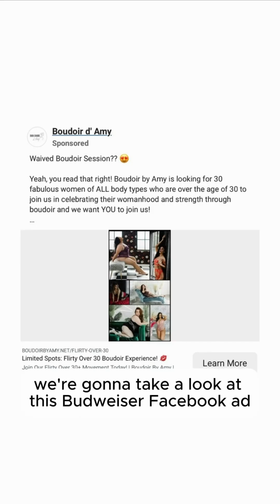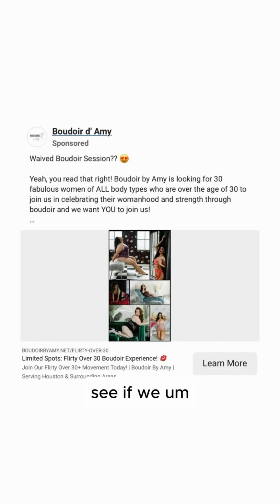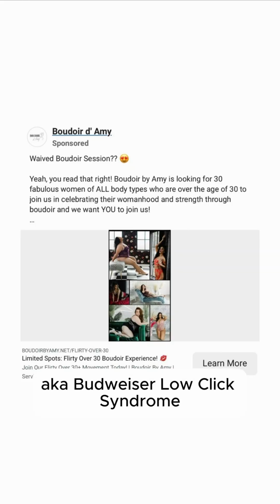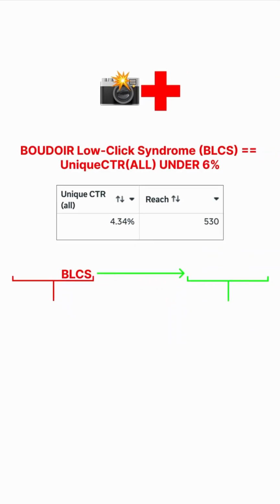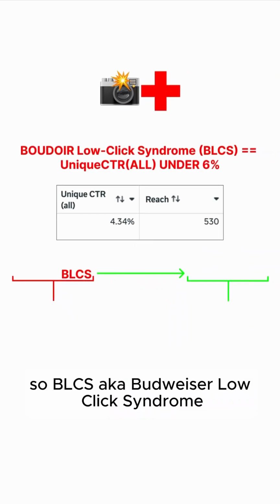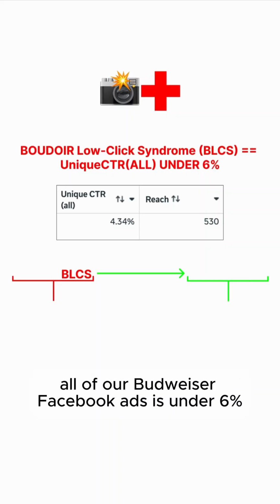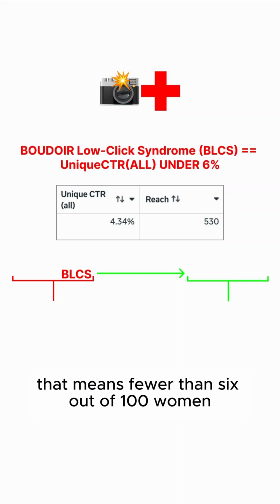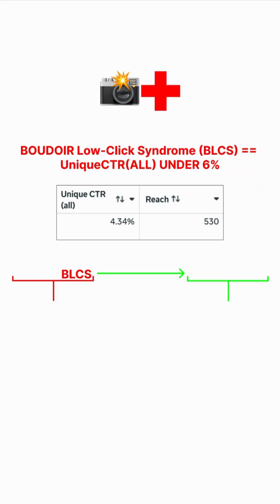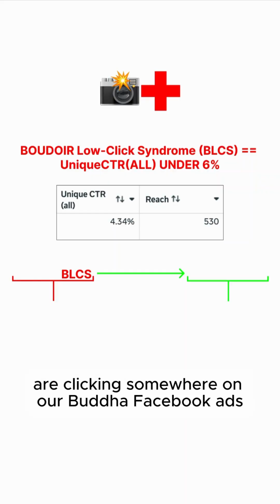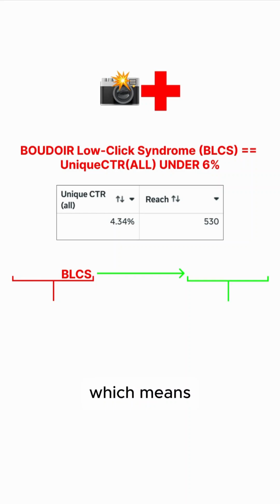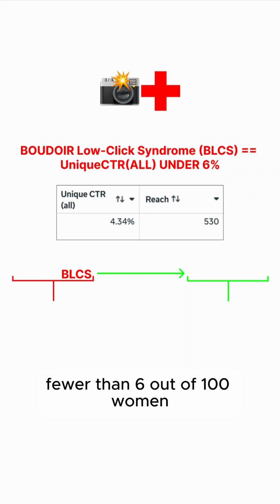All right, y'all, we're going to take a look at this Boudoir Facebook ad and diagnose it, to see if we believe it has BLCS, aka Boudoir low click syndrome. BLCS is when the unique CTR on all of our Boudoir Facebook ads is under 6%. That means fewer than 6 out of 100 women are clicking somewhere on our Boudoir Facebook ads, which means fewer than 6 out of 100 women our Boudoir Facebook ads are actually entering their brain.